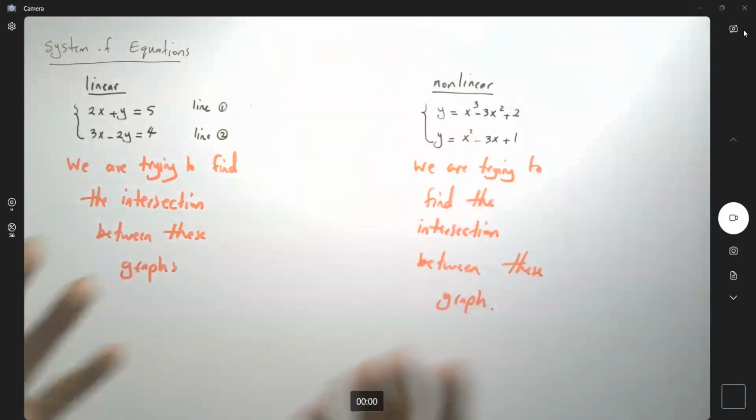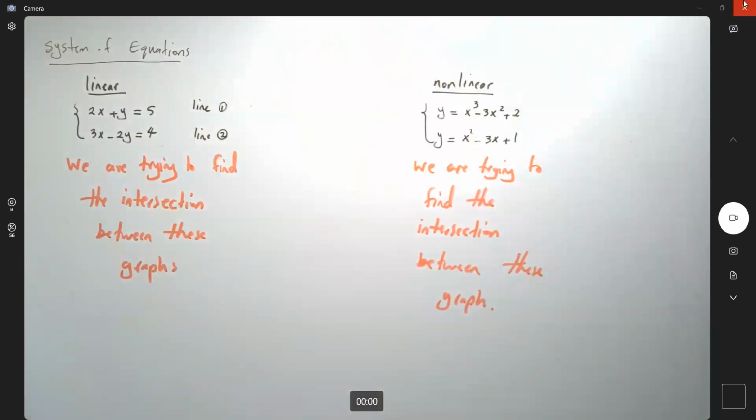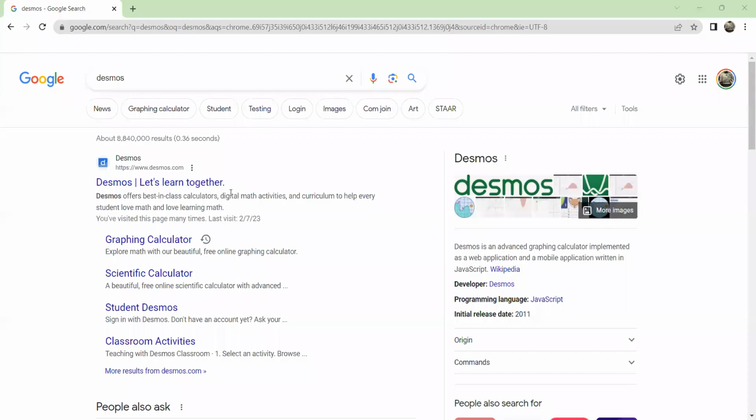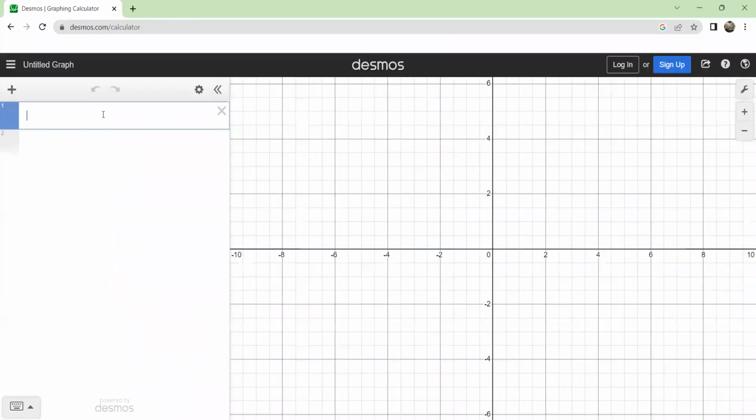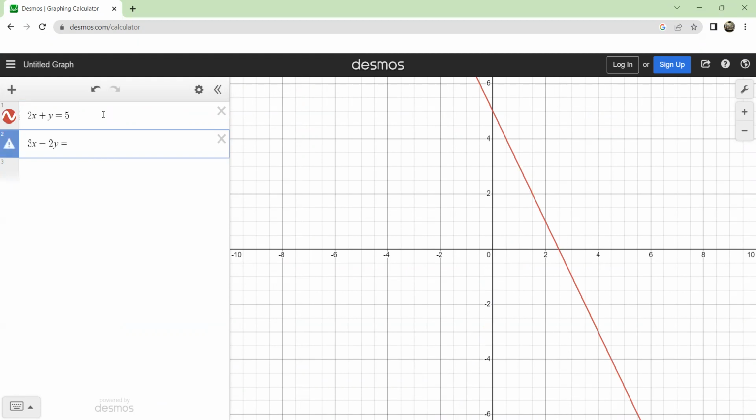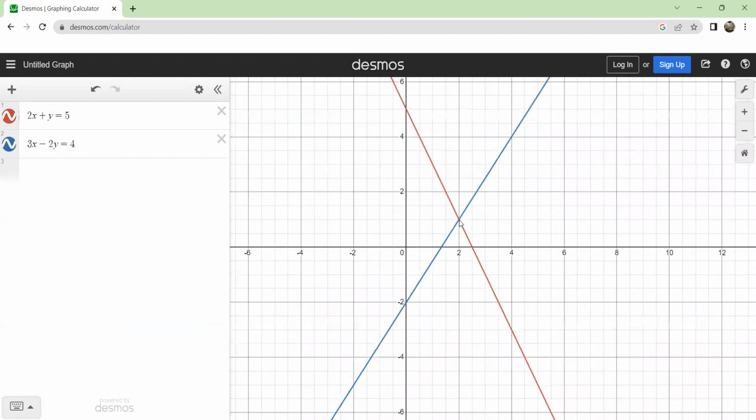So let us take a look at Desmos, see what do we have. Here, graphing calculator, and the very first line is 2x plus y equals 5, and the second line is 3x minus 2y equals 4. So as you can see, these two lines are intersecting at this point. At point x equals 2 and y equals 1, you have one intersection.